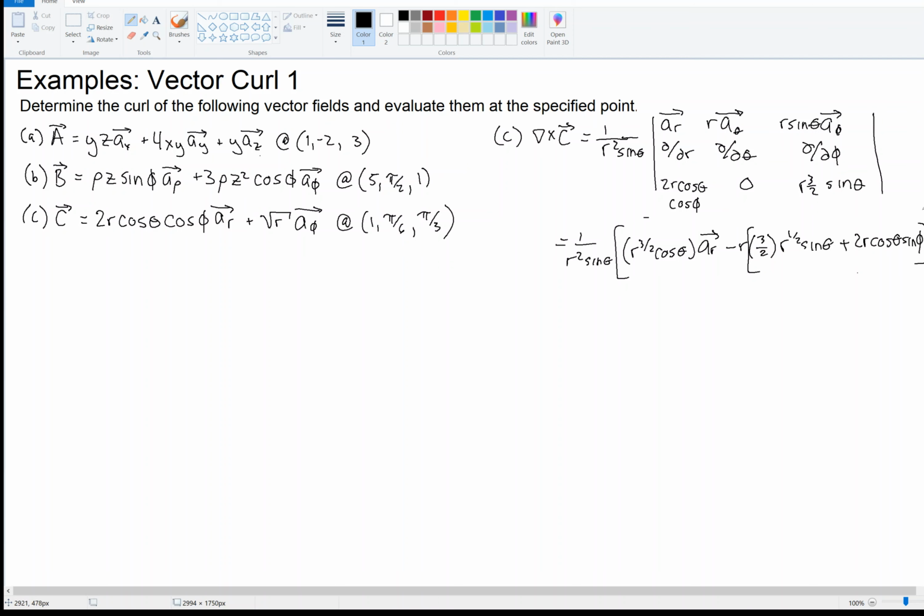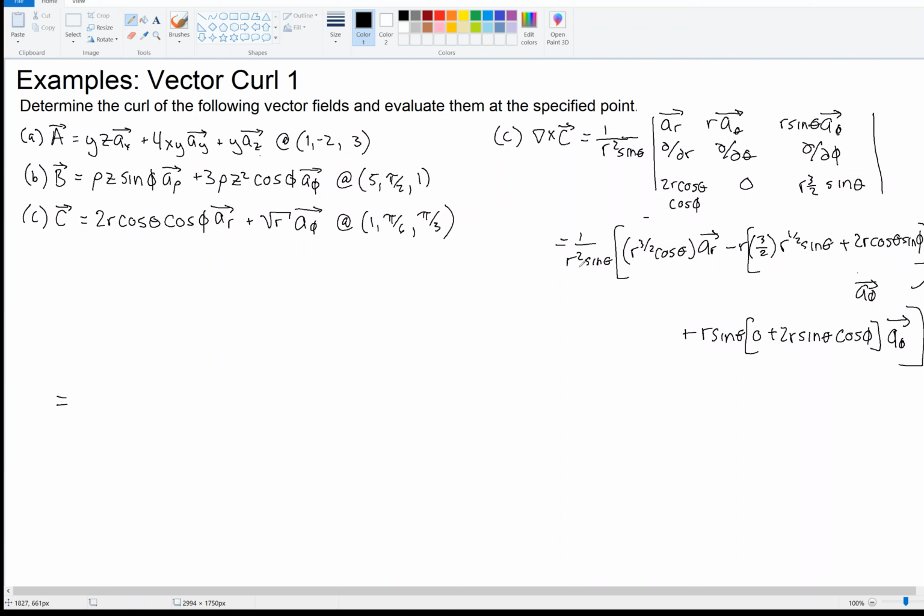We need a phi. Then I'm going to add to that r sine theta times d dr operating on 0, which is 0, minus d d theta operating on 2r cosine theta cosine phi. So again, that puts up a negative sign that makes that a positive 2r sine theta cosine phi, and this is in the phi direction. Okay, so I'm just going to continue that over here.